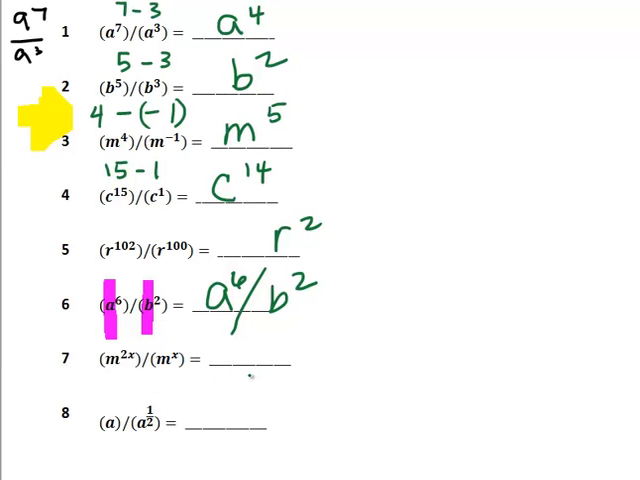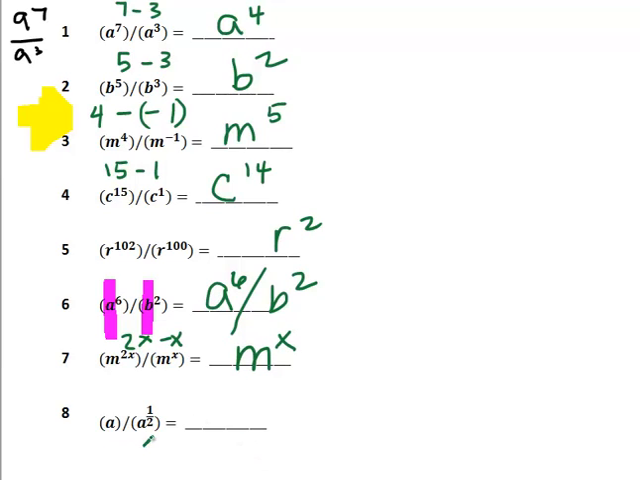Here's another one. We saw something like this on the multiplication video. Here I have bases that are the same. I can do this. And yes, there are variables in the exponent, so let's deal with that. That would be m to the 2x minus x. Well, 2x minus 1x is 1x, so my answer is m to the x.